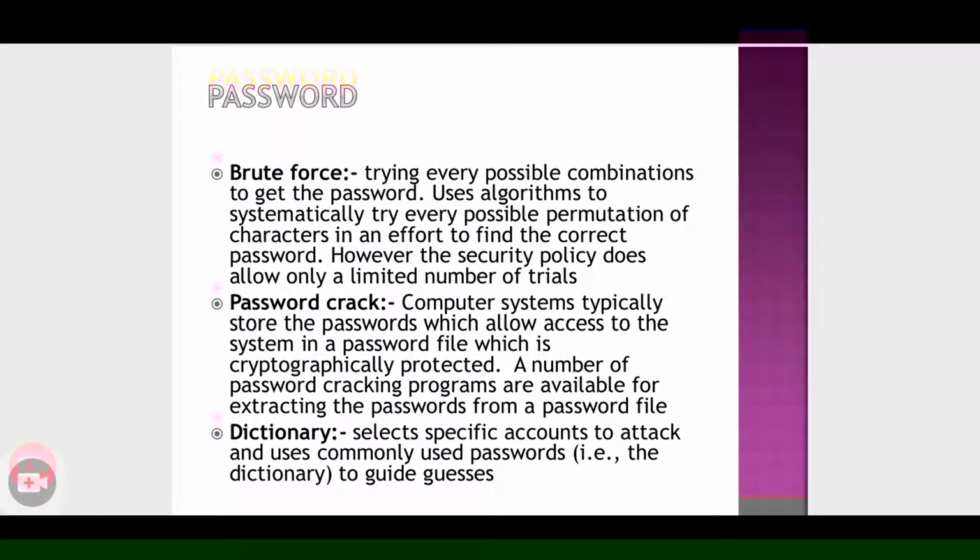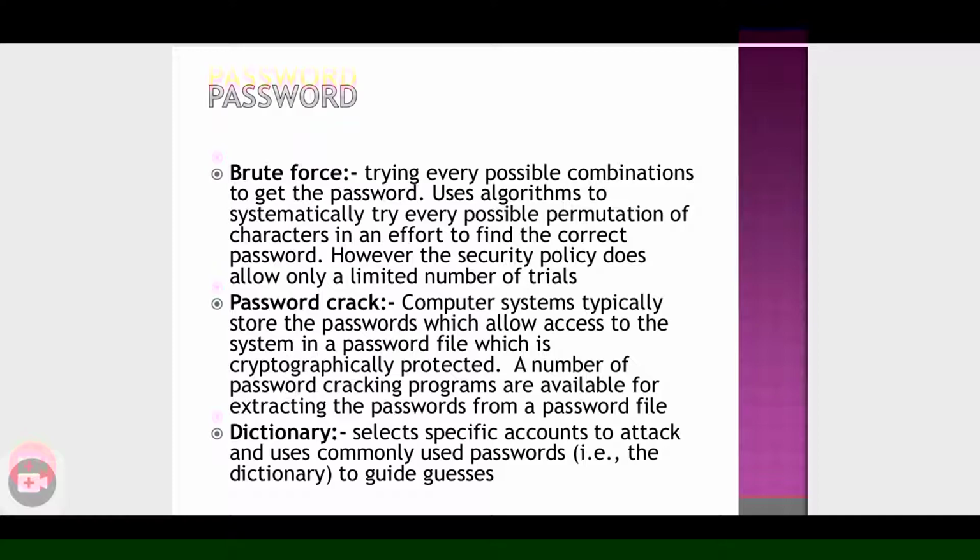Next, attack on password. There are three main password attacks. One is a brute force attack, and the next ones are password crack and dictionary. So what does brute force attack mean? We can try every possible combination to get the password. Actually, it's a trial and error mechanism. We can use some algorithm for this trial and error method. However, the security policy does allow only a limited number of trials. That is brute force attack.